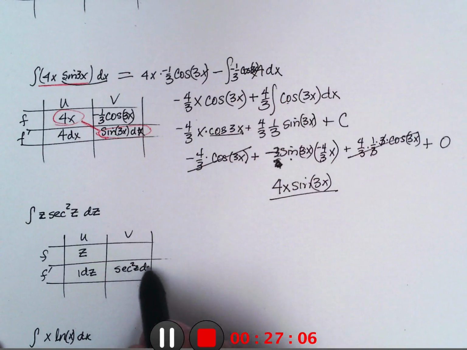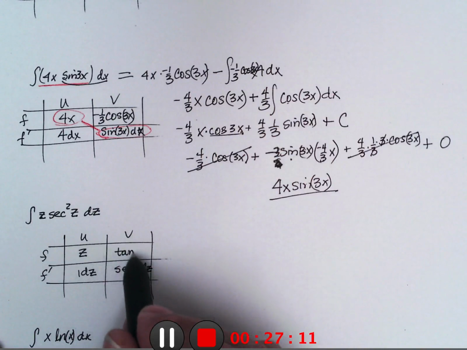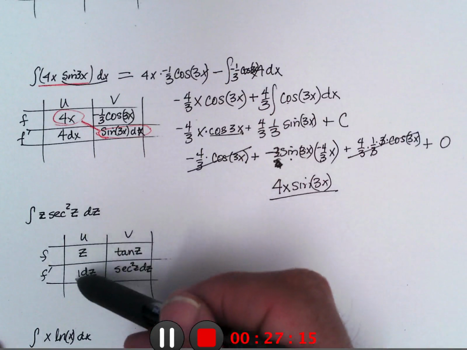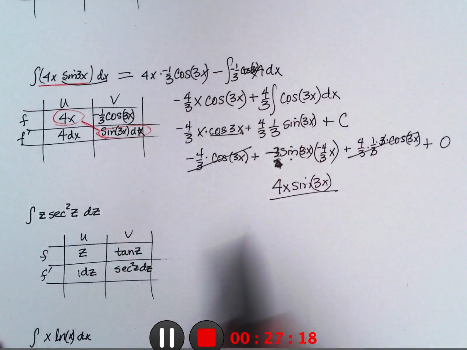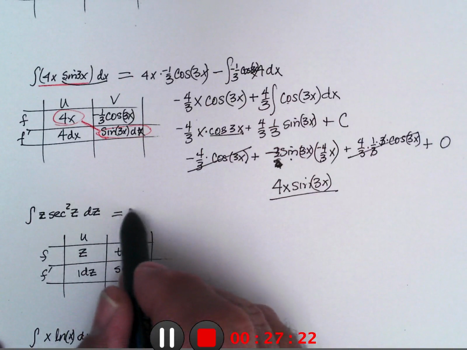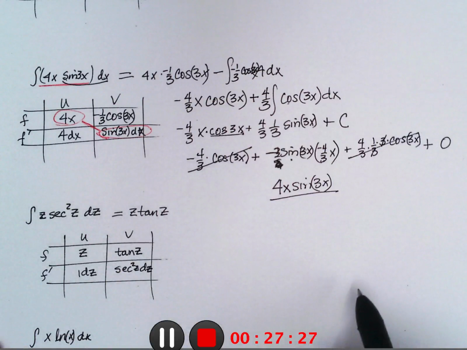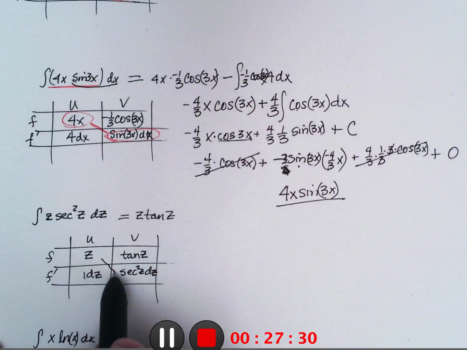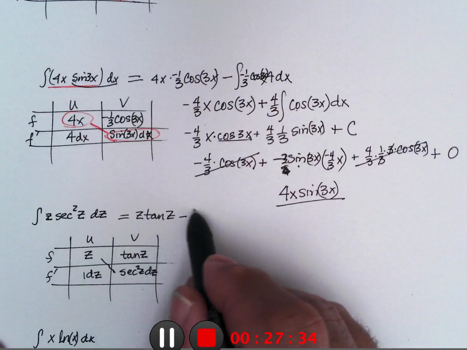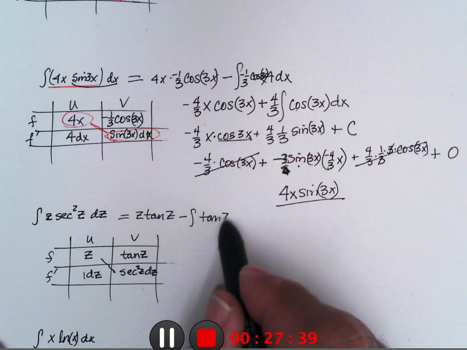So the antiderivative of secant squared is tangent. So I took the antiderivative of this and the derivative of this. So this is going to be uv straight across, z tangent z. And we set it up doing these two. So now the integral is going to be of those two minus the integral of tangent z times 1 dz.